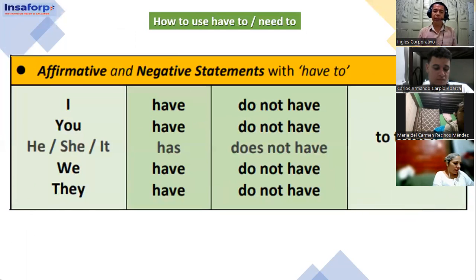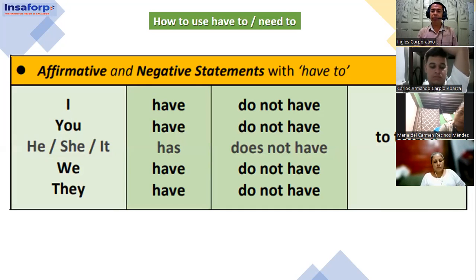Okay, yesterday we were learning about the use of have to and need to talk about obligation, right? And urgencies, urgencias. Have to and need to. Here in this case, we have some examples, right? We have, I have to travel. She has to travel, for example, right?